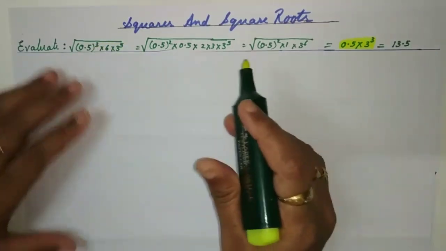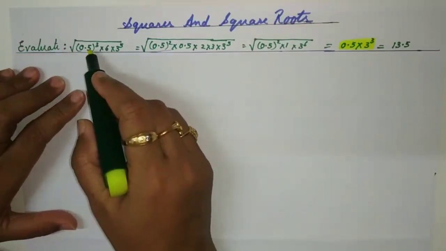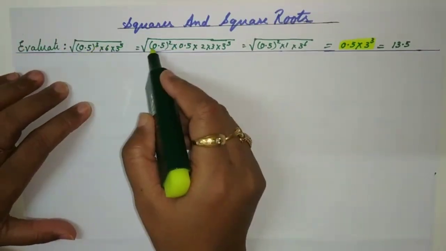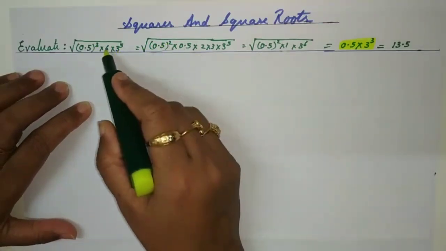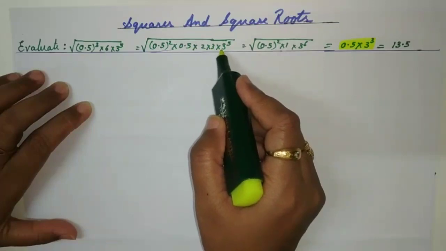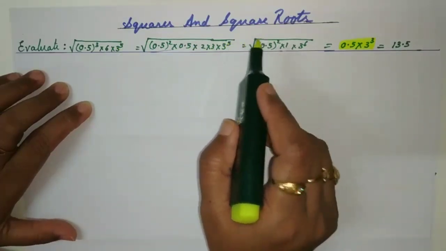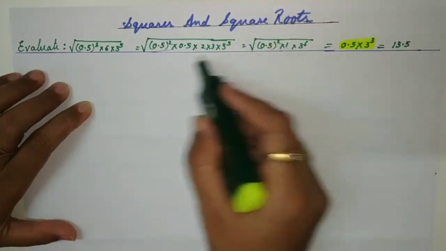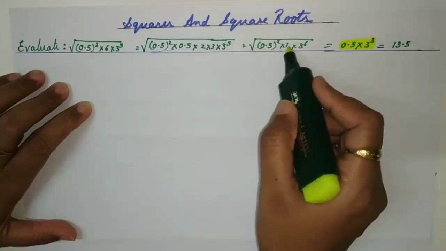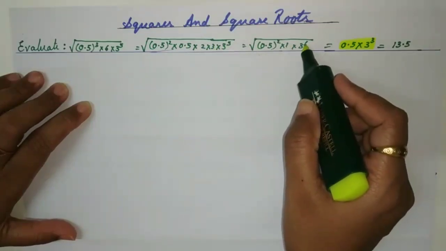Now what I have done here is under root 0.5 cube can be written as 0.5 square into 0.5. 6 can be written as 2 into 3, to the power 5 is written as it is. I am only simplifying. 0.5 whole square as it is. 0.5 into 2 is 1. 5 plus 1, 3 to the power 6.